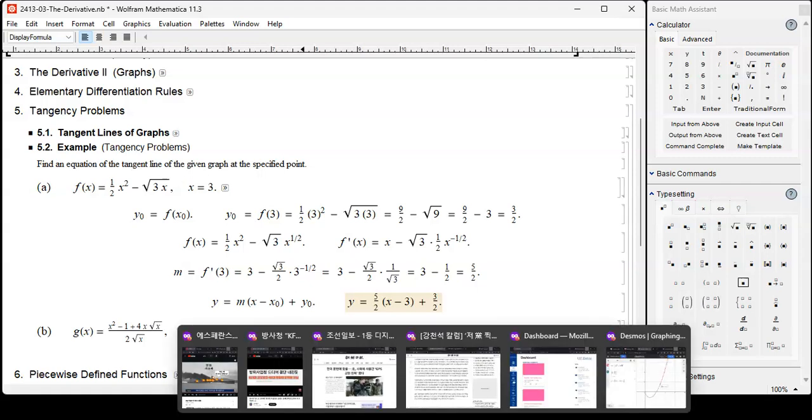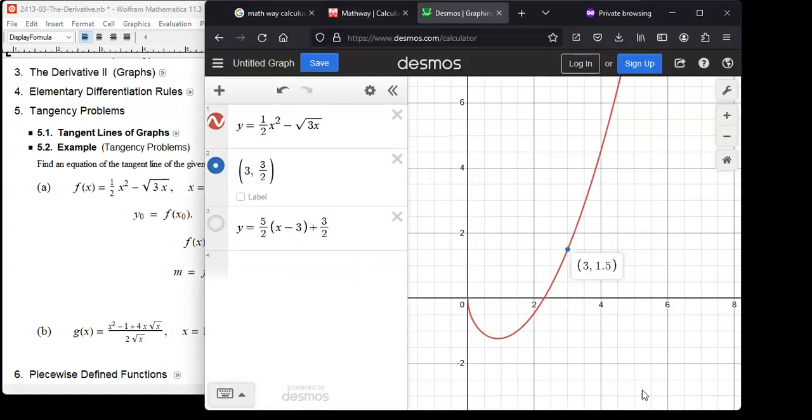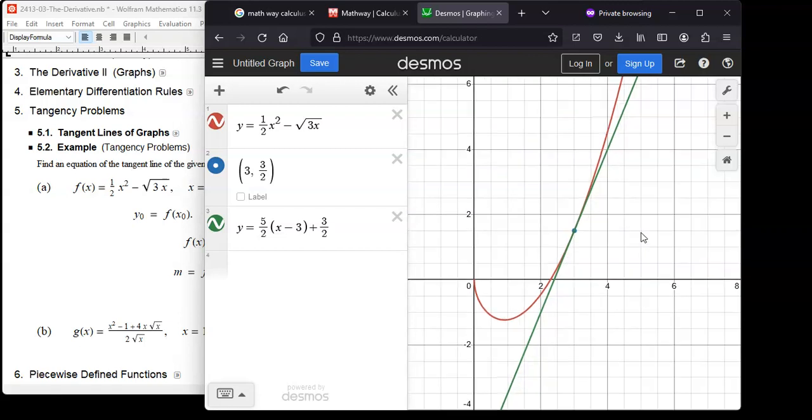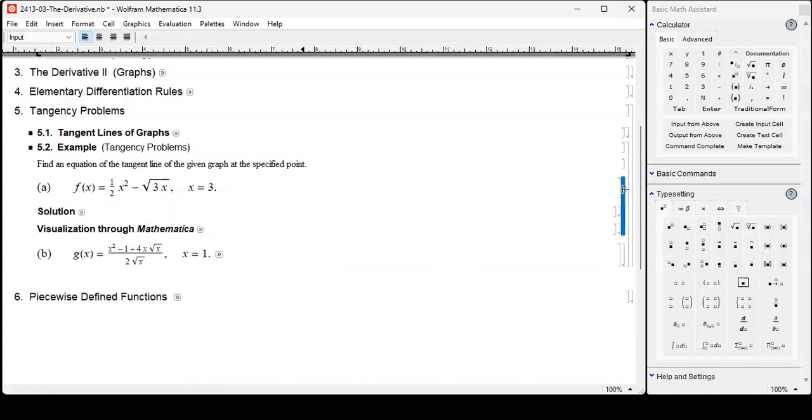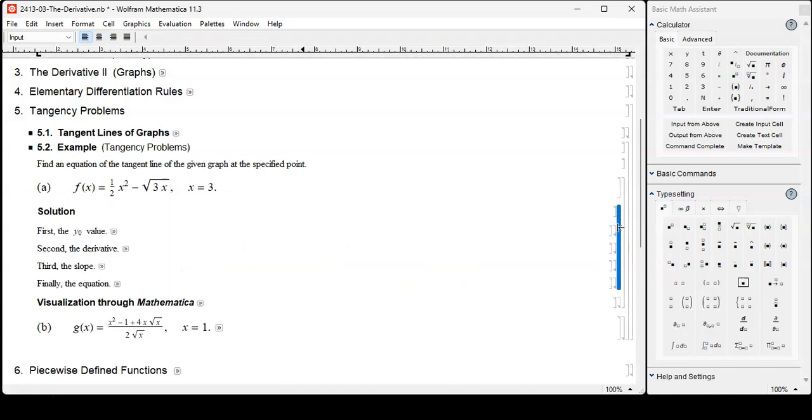And then let's go back to this Desmos graphing calculator. There you go. We already did this: 5/2 x minus 3, 3/2. That's a tangent line, and as you can see, indeed, it's a tangent line right here at x equals 3. Okay, alright. That completes the problem.